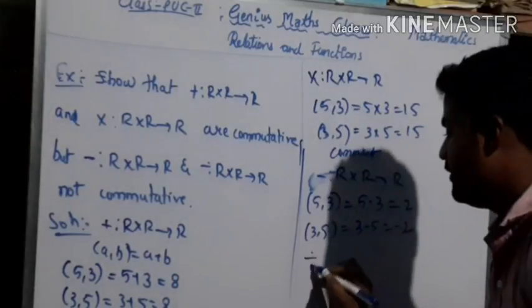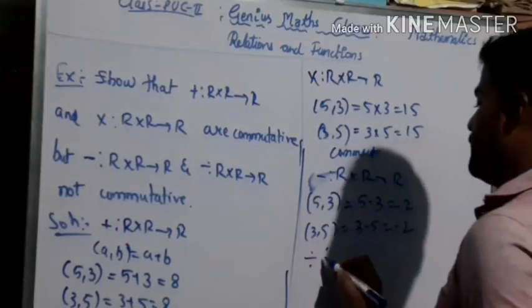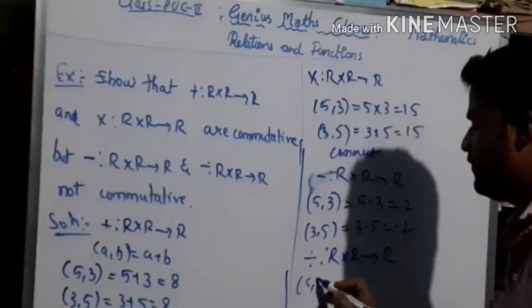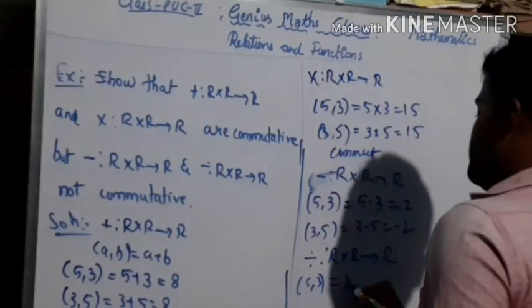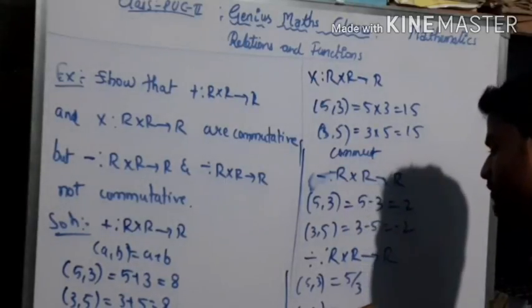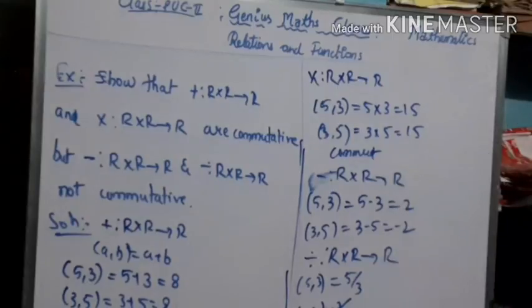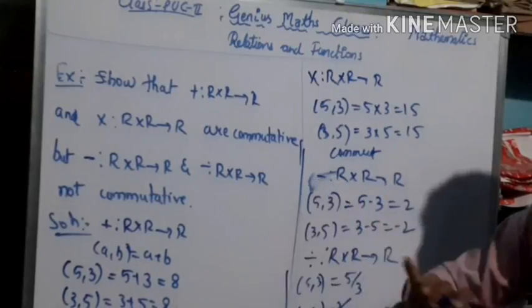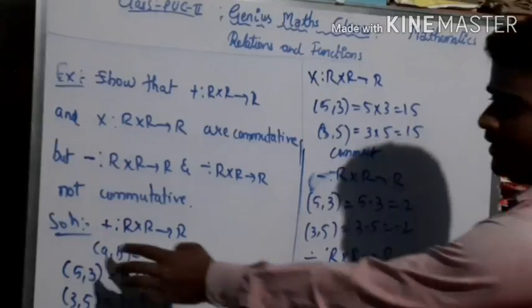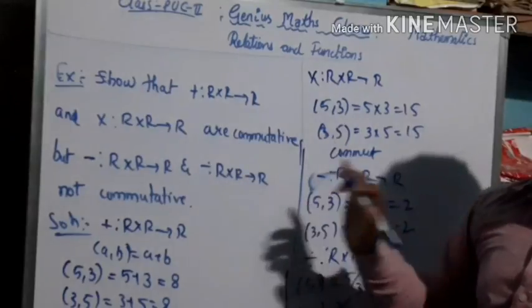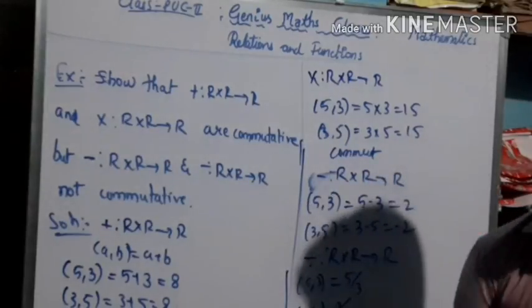Similarly, the division operation from R cross R to R. Same example, 5 comma 3, which will give you 5 by 3, and 3 comma 5 gives a different result, 3 by 5, which are not equal. 5 by 3 is different, 3 by 5 is different. Therefore division and subtraction are not commutative. Only addition and multiplication on R are commutative. So this is a simple example.